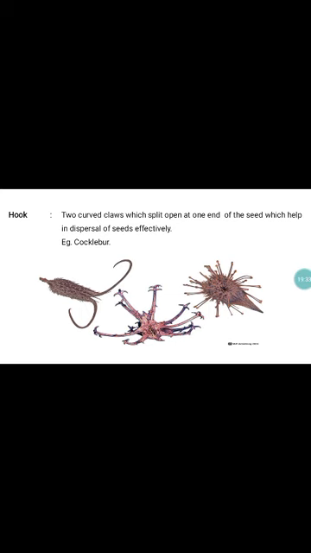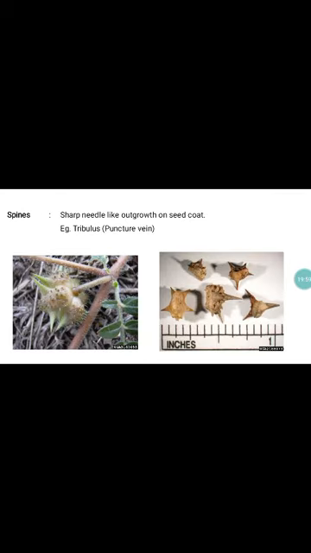Some seeds have hook-like projections, which are again useful for seed dispersal. Whenever an animal crosses these weeds, the seed is firmly attached to the animal with the help of the hook mechanism. By that way the seeds are disseminated. An example of a seed with a hook is cocklebur. And some seeds have spines. A very good example is the Panjar vine, called Nerinjil in Tamil, and botanically Tribulus terrestris. Here you can see the spines.